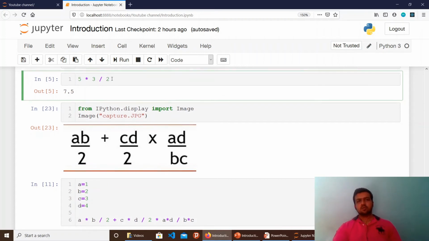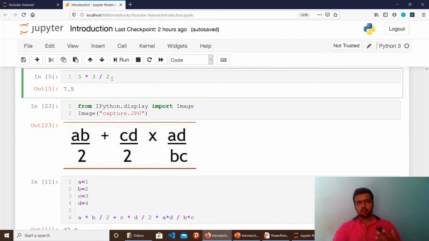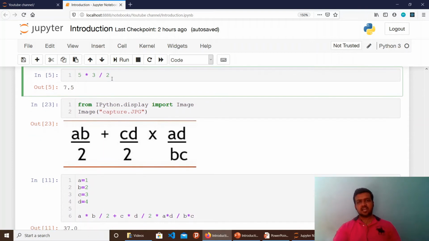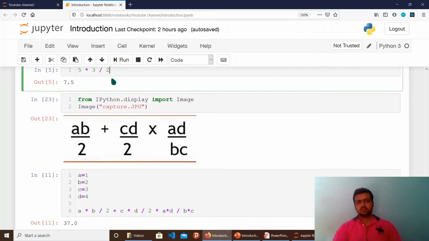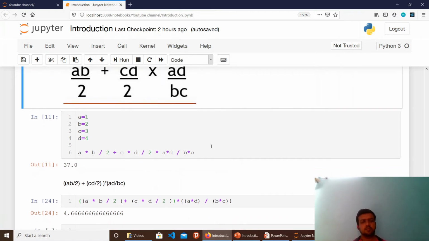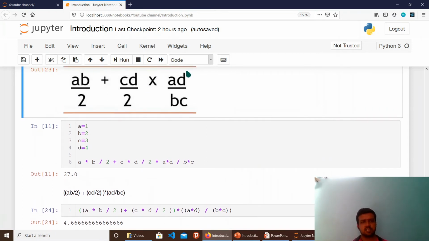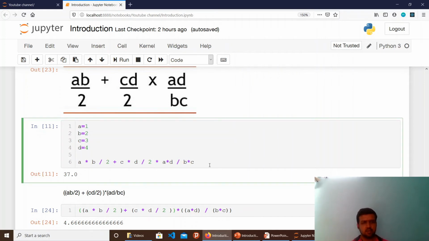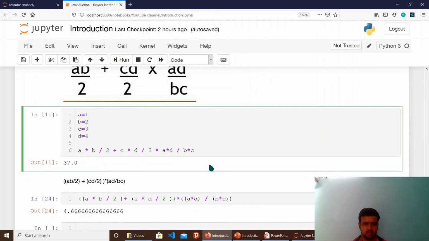This is a very small example, so we don't see much of a difference in this. But let's say we are implementing a complex or big expression, then this associativity comes into picture, and we can clearly see the difference. So let's say if I implemented this expression in a trivial way, then it looks something like this, and for values of a b c d as 1 2 3 4, it yields a value of 37.